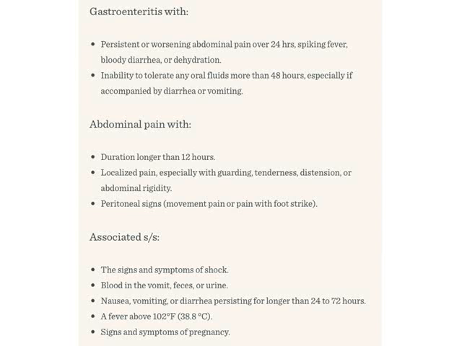Now notice that they have a separate column for gastroenteritis compared to just generalized abdominal pain, and that's because acute gastroenteritis is such a common occurrence in the field and most often resolves on its own with minimal medical intervention. Looking at that portion, you'll see that if you have persistent or worsening abdominal pain over 24 hours with spiking fevers or bloody diarrhea or dehydration, you should plan for evacuation. Or if you're unable to tolerate any oral fluids for more than 48 hours, especially if you're having diarrhea and vomiting concurrently, plan for evacuation.